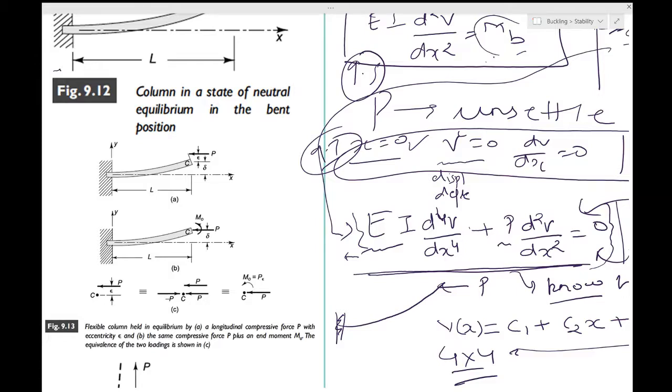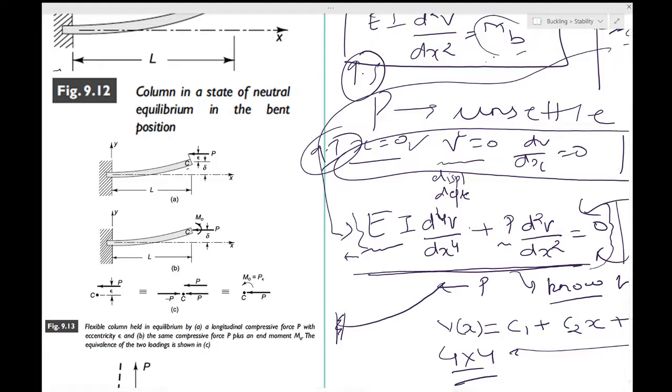So additional insights into the column buckling can be obtained by considering a case where there is a small imperfection in either the column or the loading. Example, the column is slightly bent in its unloaded state. So this is how the unloaded state looks, and it is slightly bent, not exactly straight.